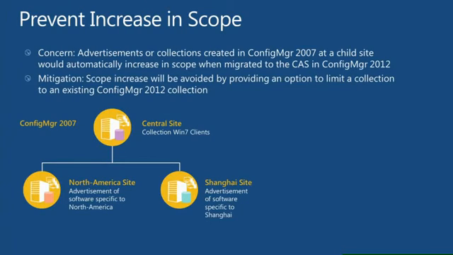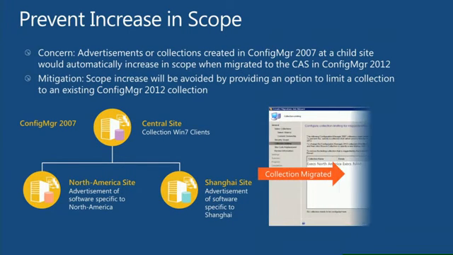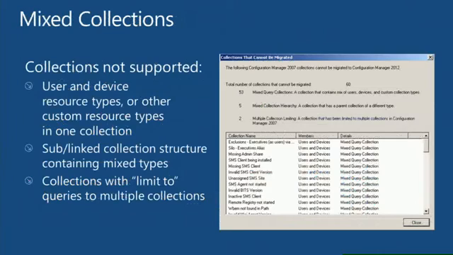Okay, cool. How do we prevent scope increase? A concern is, advertisements or collections are created in the configuration manager site. Automatically, it would increase in scope. I think Wally kind of covered a lot of this in that demo, so I'll just kind of leave this here and skip by that.